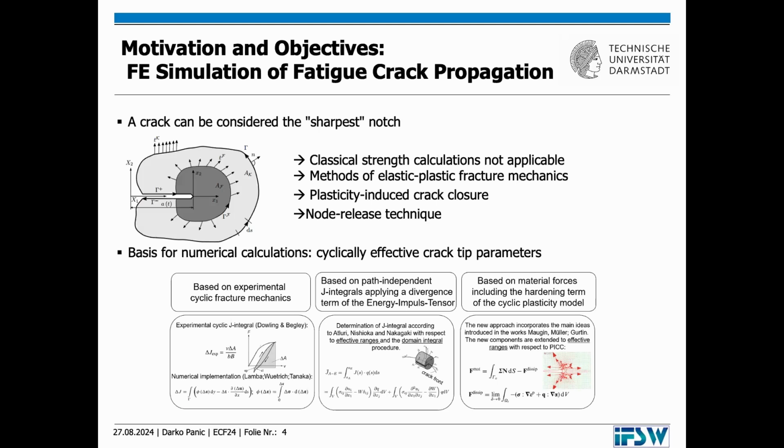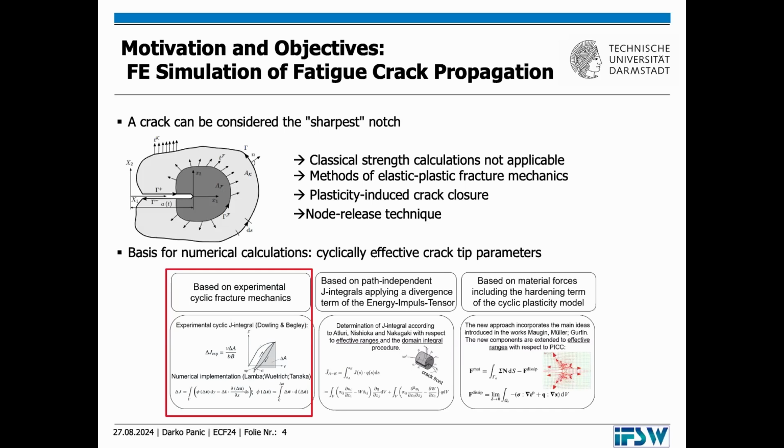And a short overview of what I saw at the last conferences or in recent years: we can generally see it here in these three parts. In recent years, we can generally identify these three numerical types of cyclic J integral implementations in elastic plastic fracture mechanics, starting here on the left, based on, or I call this the old school implementation, based on the experimental findings of Dowling and Begley, as numerically interpreted by Wüttrich and Tanaka.